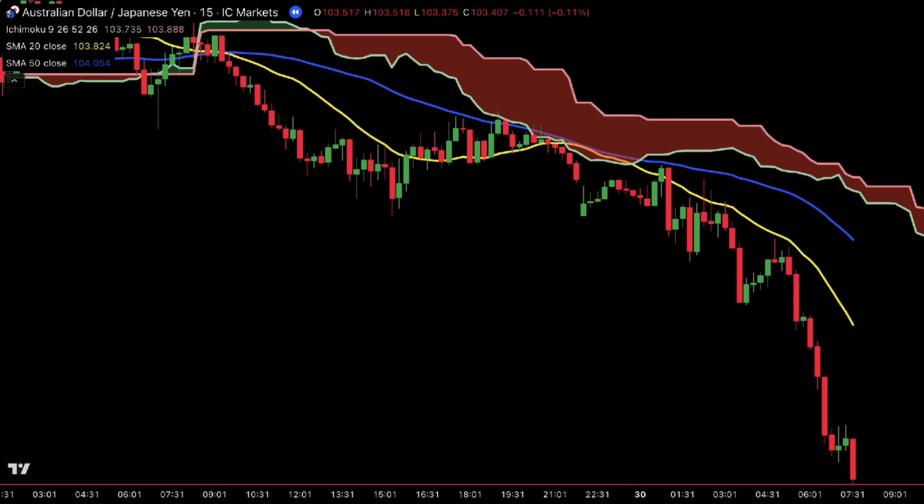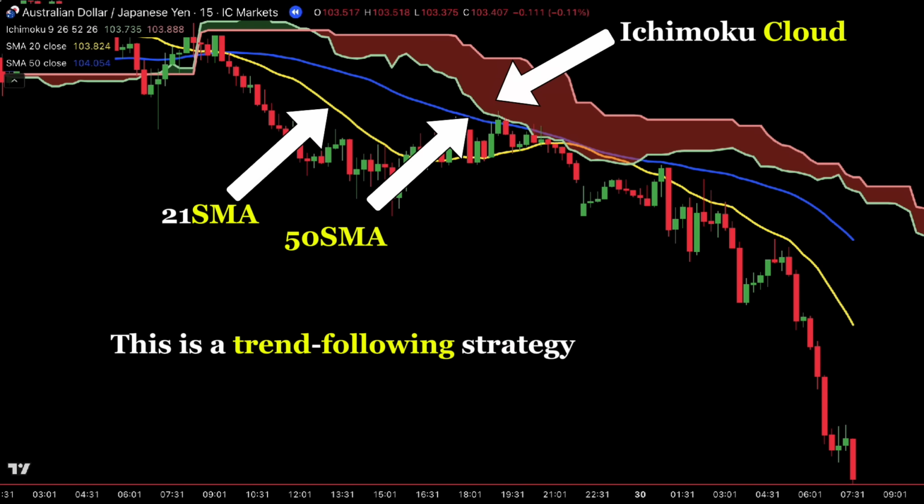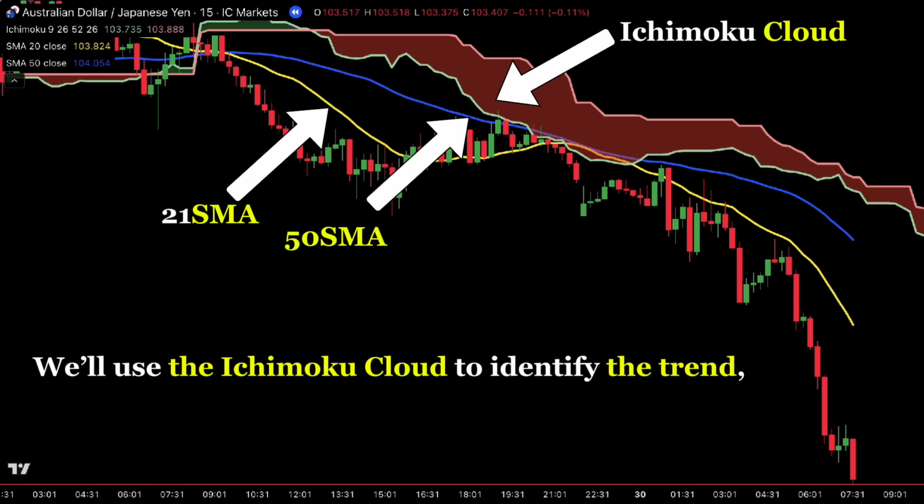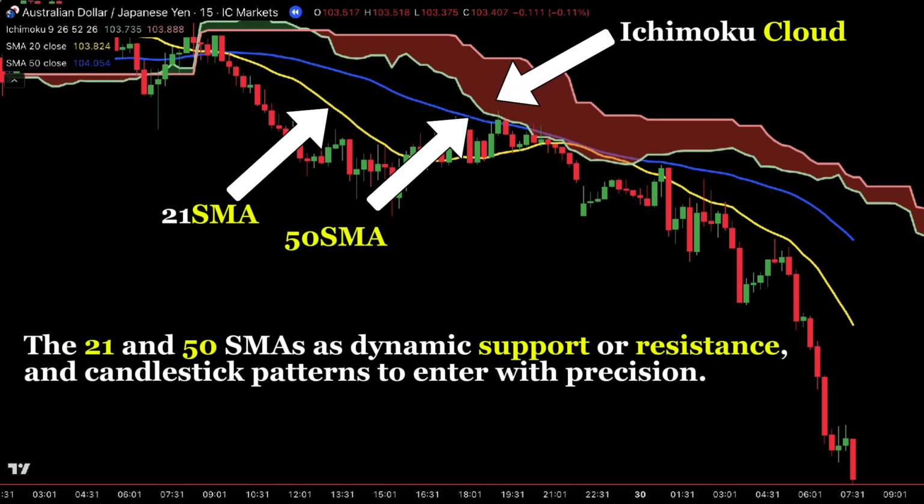Alright, let me show you a powerful trend following strategy that combines the Ichimoku Cloud, the 21 and 50 simple moving averages, and pure price action to help you catch institutional moves with clarity and confidence. This is a trend-following strategy. We'll use the Ichimoku Cloud to identify the trend, the 21 and 50 SMAs as dynamic support or resistance, and candlestick patterns to enter with precision.